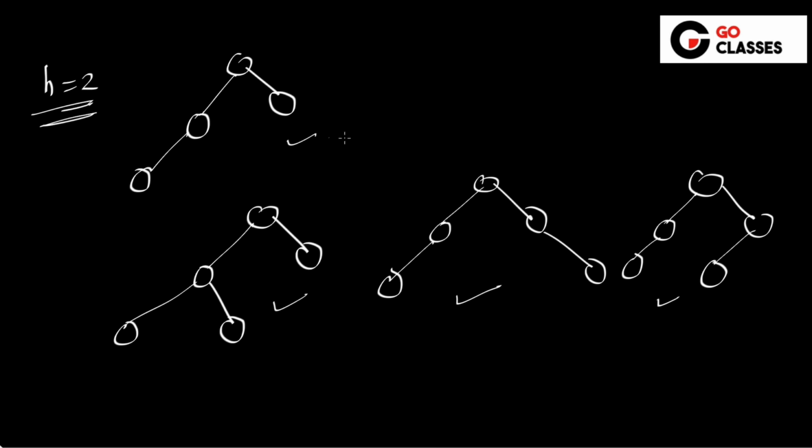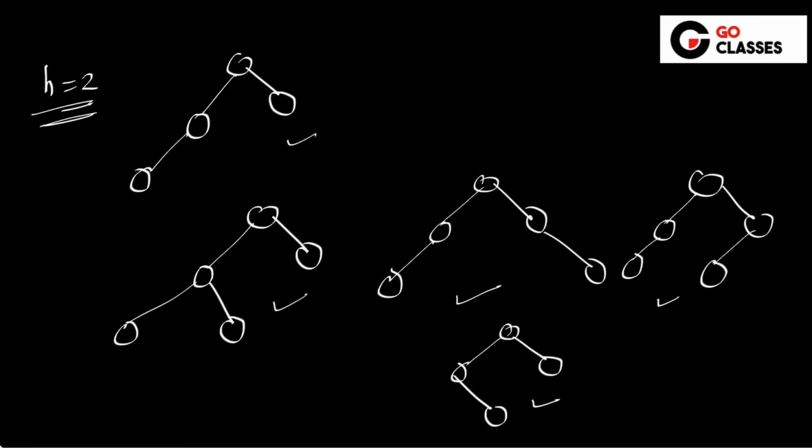So for height equal to 2, I think 1, 2, 3, 4, and let me just figure out if there is any more structure I'm missing. So I think I'm missing one structure, which is this, right? So you can also have this kind of a structure. Is this balanced? Yes, this is also balanced. So I think there are actually multiple AVL trees possible for height equal to 2 only. So just for height 2 you have multiple AVL trees.